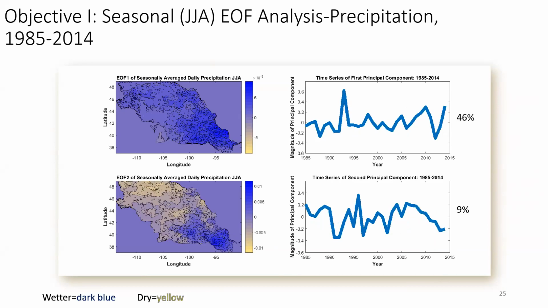We just have two more seasons to get through. We've got the summertime precipitation EOF analysis here. The EOFs here are very similar to the spring season in terms of the precipitation pattern for the leading mode of variability for the summertime. Although for EOF2, the conditions are a lot wetter and they expand across a larger part of the southern section when the principal component value is positive.